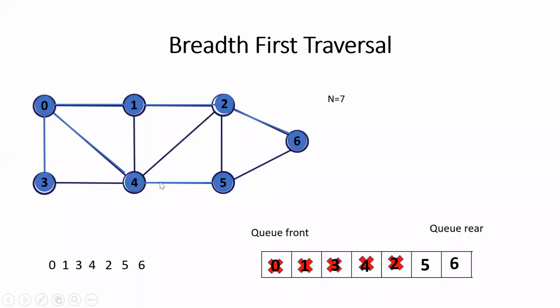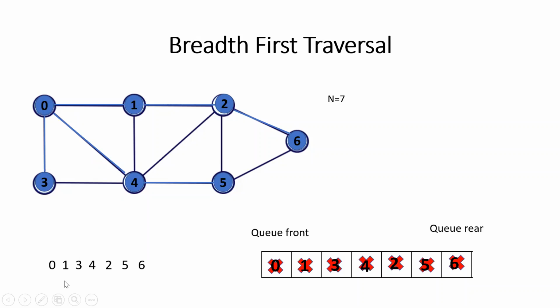Among these, all the adjacent vertices are visited, so we have to delete 5 from the queue. Now which is in front of the queue? 6 is in front of the queue. The adjacent vertices of 6 are 2 and 5. Both are visited, so 6 is also explored. So we delete 6 from the queue. Now the queue is empty, so the traversal is over.